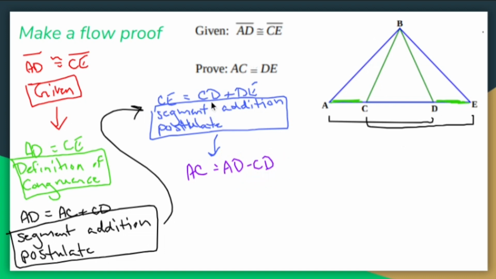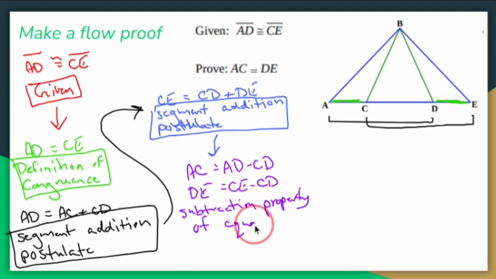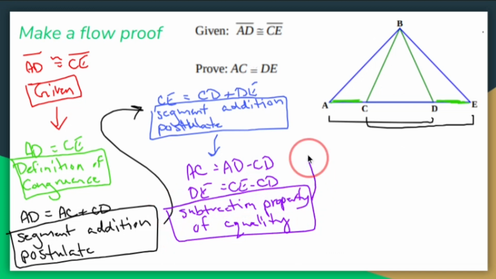Similarly over here, if I get DE all by itself, it's because I subtract CD from both sides. So DE equals CE minus CD. All right. So now I have, oh, and by the way, I did that because I subtracted stuff. So that is the subtraction property of equality. Let's put it in a box and draw an arrow up to here. Flowing once again, like a rapper.